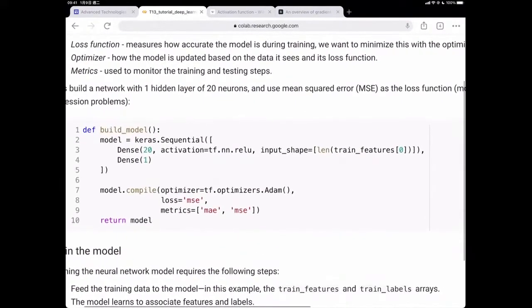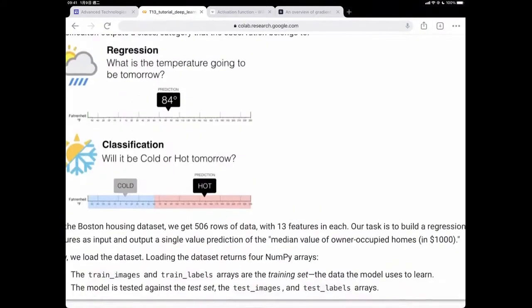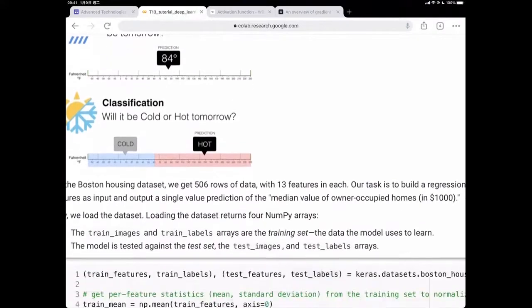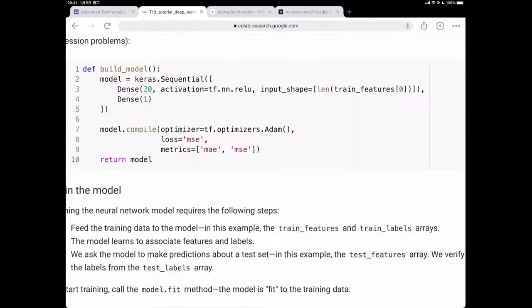The model is quite simple. It is a Sequential model, a very simple model. It simply uses a dense layer with 20 nodes. The activation function is TensorFlow's ReLU. The input shape depends on how many features you input. The next layer is simply a dense layer with only one node. The output of this node does the prediction, the prediction of housing price. The output layer has only one node, which outputs the predicted value of the house price.